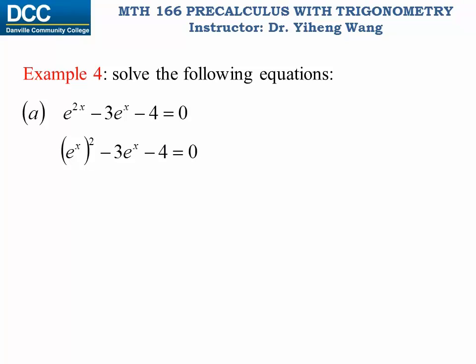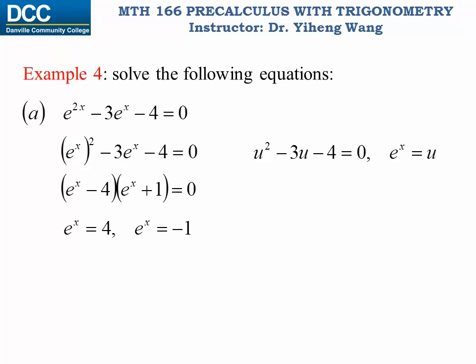If you want to, you can rewrite this into u squared minus 3u minus 4 equals 0. Just in this case, e to the x power is u. So you can solve this equation just like you solve a quadratic equation by either factorizing it, or you can always rely on the quadratic formula. In this case, it is not very difficult to factorize. So we have this. And from here, we can solve for e to the x power to be either 4 or -1.